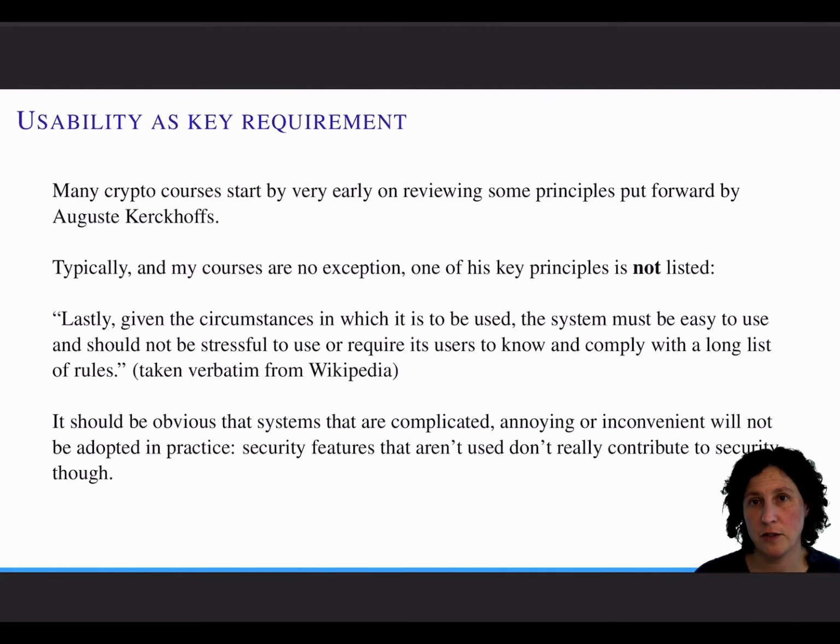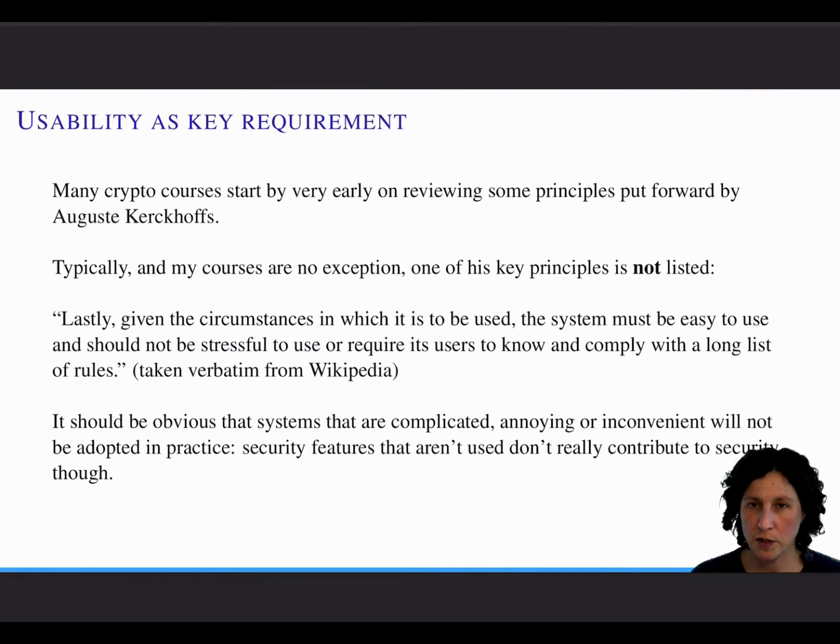And it's interesting, really, because most traditional cryptography courses start by considering and reflecting on some key principles that were put forward by a very early cryptographer called Auguste Kerckhoffs. I'm sure you will have heard his name and you will be familiar with some of the statements that he has made. He put forward a number of principles, and typically, and I'm no different here, when I structure a cryptography course, I will review one or two of his principles. I will never go through all of them.